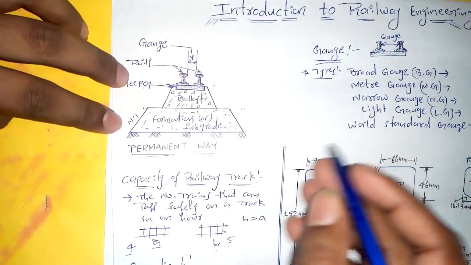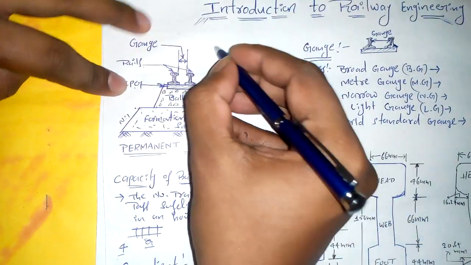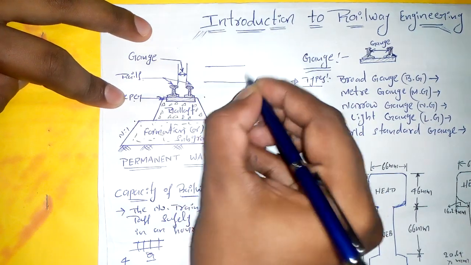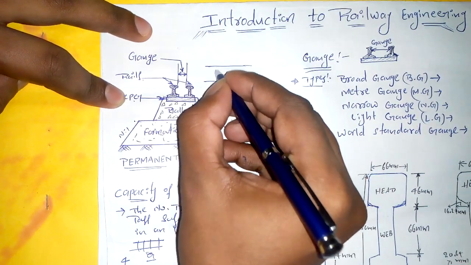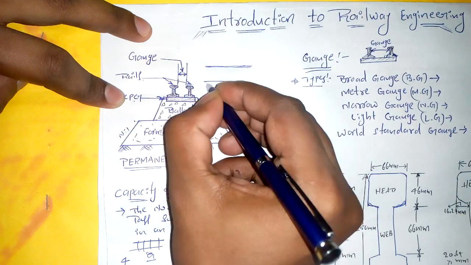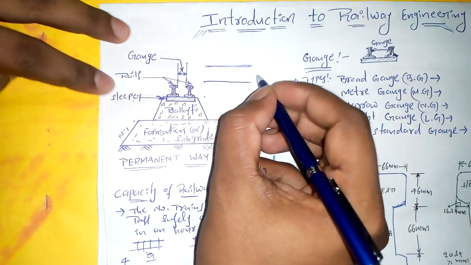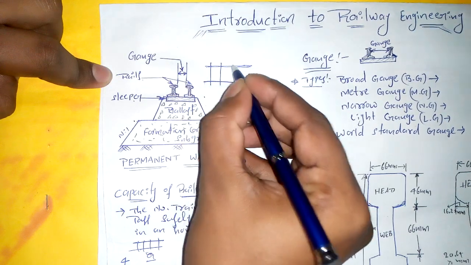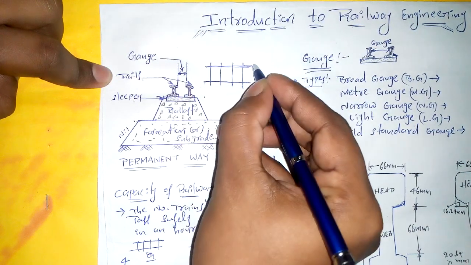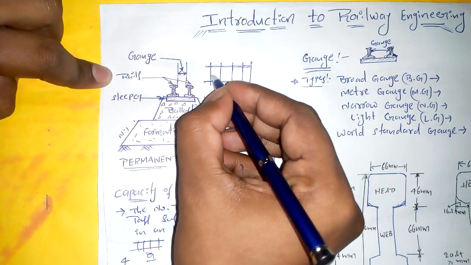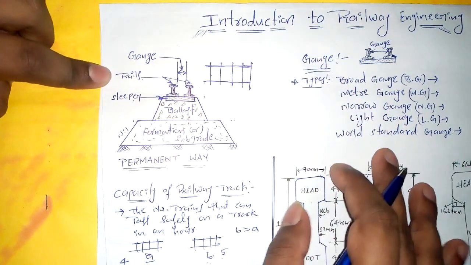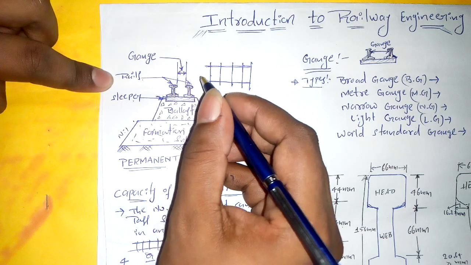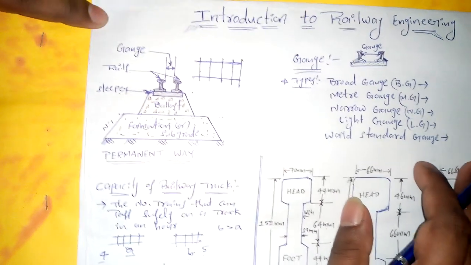If this is a top view of a railway track, then this longitudinal member is called rails, and the lateral members which are perpendicular to the rails are known as sleepers. Today sleepers are almost all made with pre-stressed concrete.